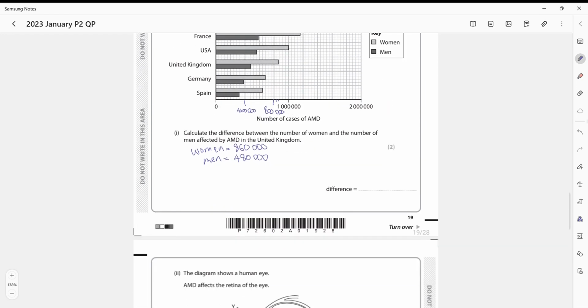All right. Now it says calculate the difference, so you would just do this number, the larger number, minus the smaller number. And that will give you 380,000.